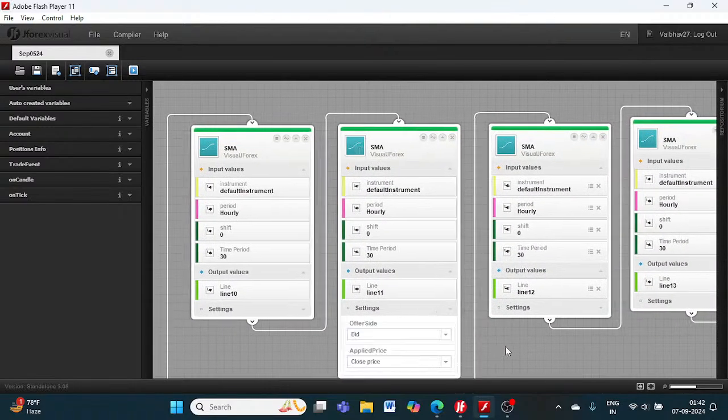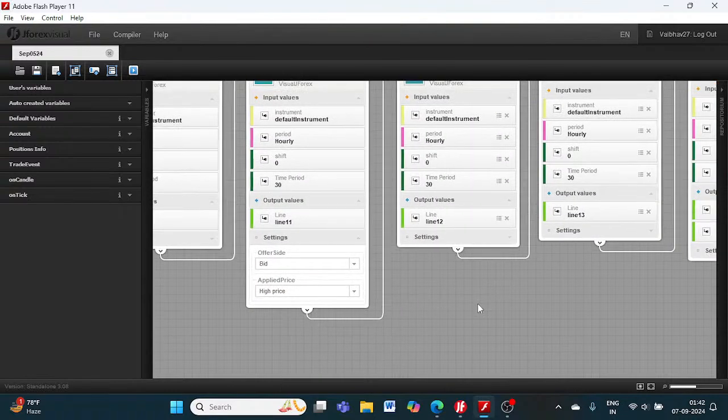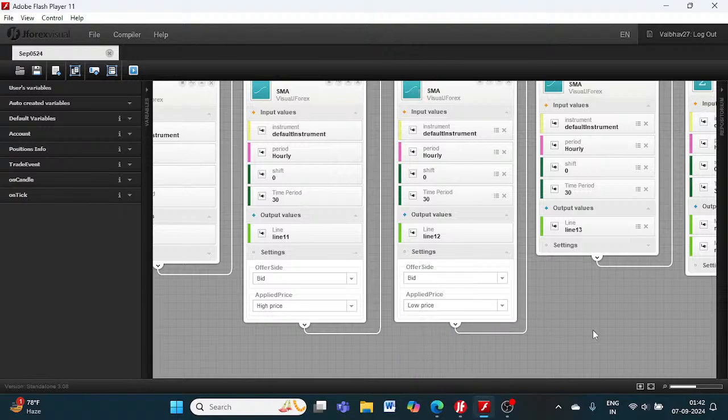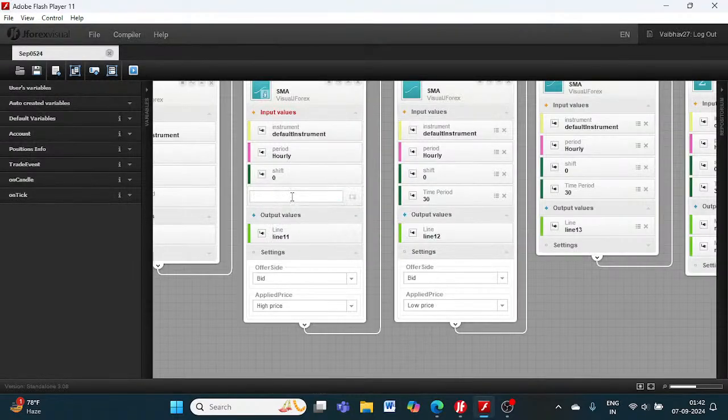Let me change the applied prices here. We will do the algorithm involving the high and the low prices. So we need the high price of the current SMA and the low price of the current SMA. Here I will change the time period to 24 so that we have the average price prevalent over the last 24 hours, that is one single day. The candle period is hourly here. I'm going to change this as well to 24.